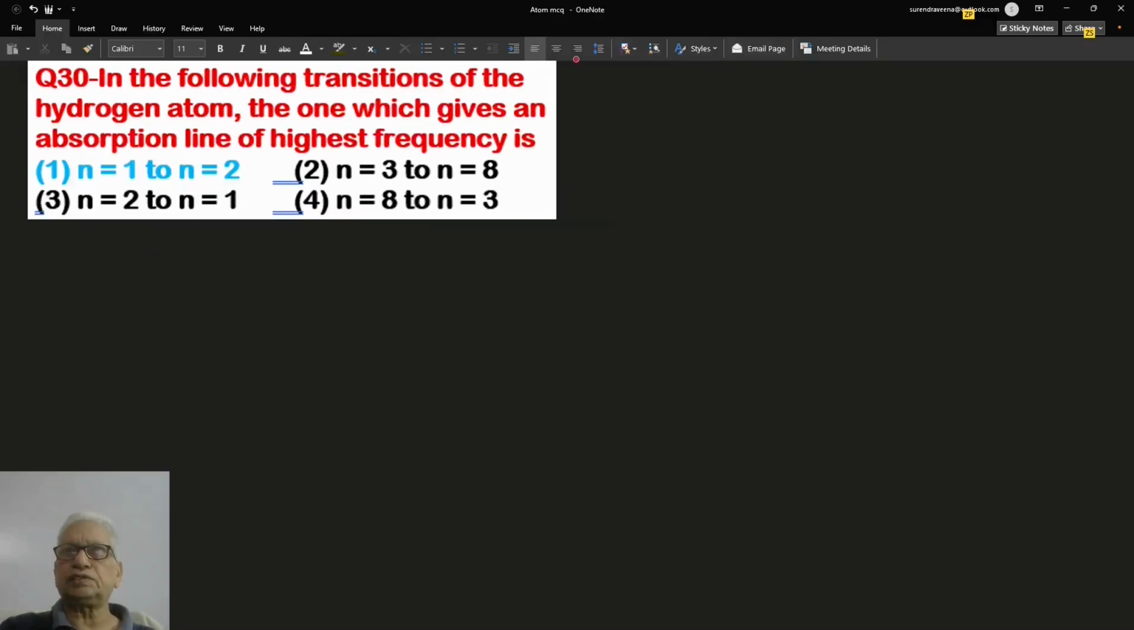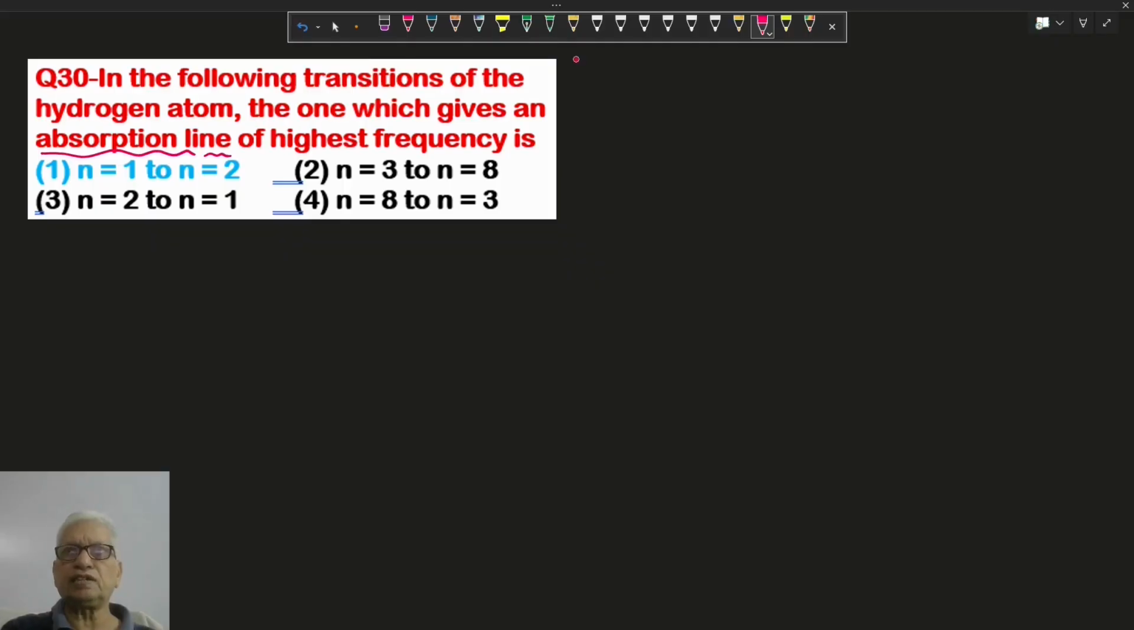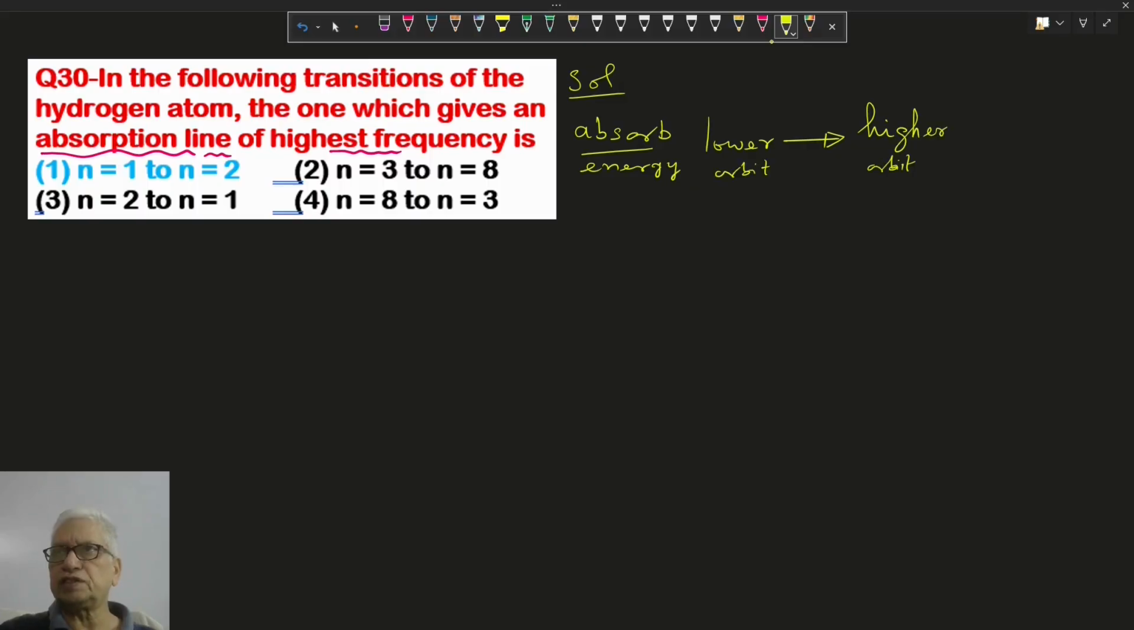So in this question, we have to find the absorption line of highest frequency. Now we know absorption spectrum means it is absorbing energy. It is moving from a lower stable orbit to a higher stable orbit. It is absorbing. If it goes from higher to lower, it is emission. We are talking about the absorption line of the highest frequency. So first, lower to higher. This is very important.